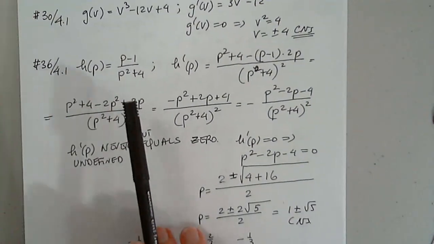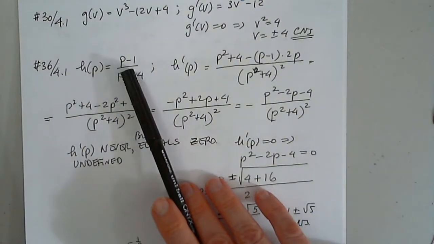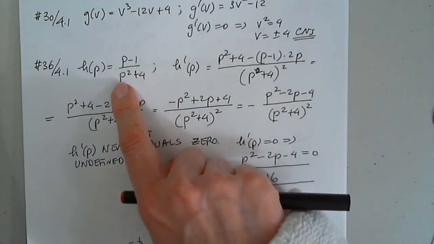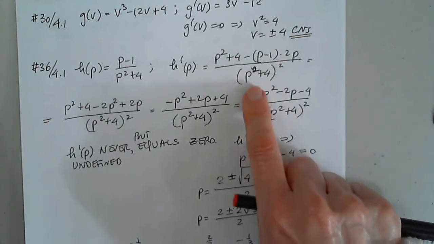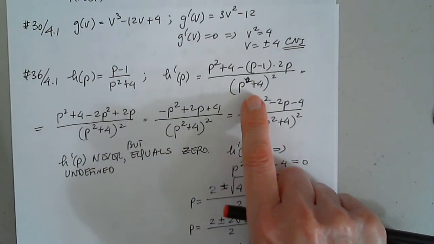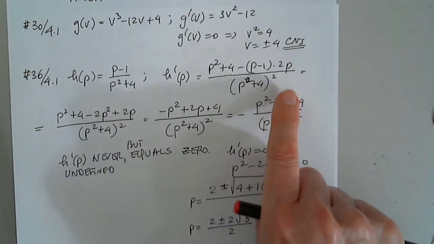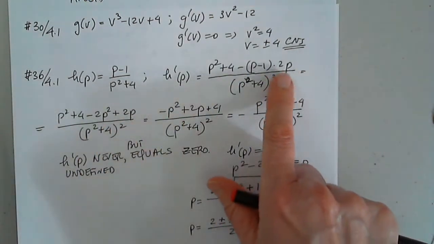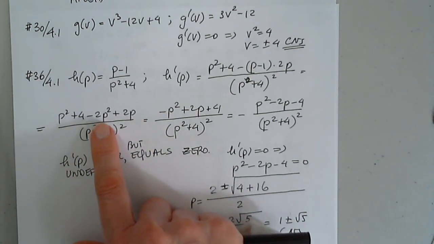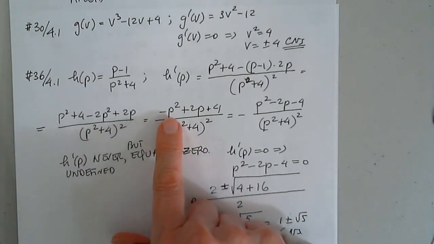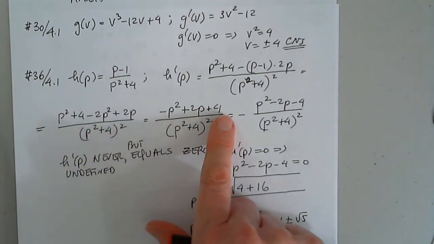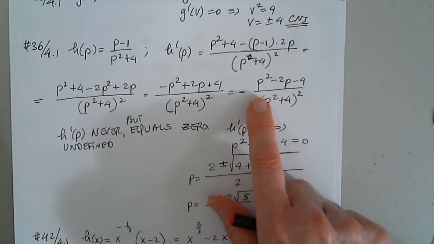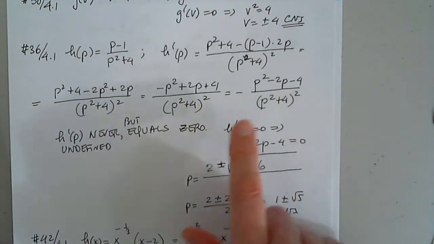Same question for the rational function. The top function prime is 1 times the denominator minus the numerator times the denominator prime, which is 2p, and the denominator squared, p squared plus 4 squared. Distribute negative 2p squared and positive 2p in descending order, combining like terms, negative p squared plus 2p plus 4. Factor out negative 1, we're left with p squared minus 2p minus 4.